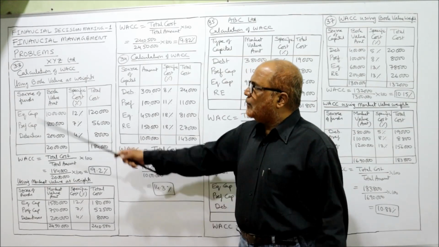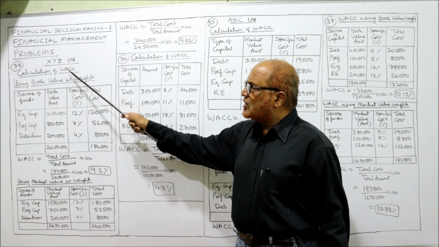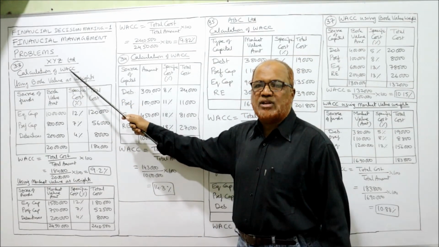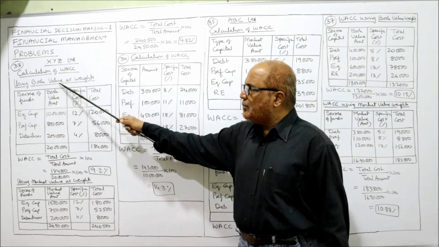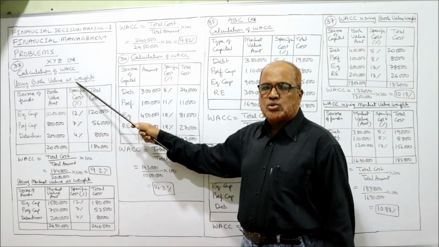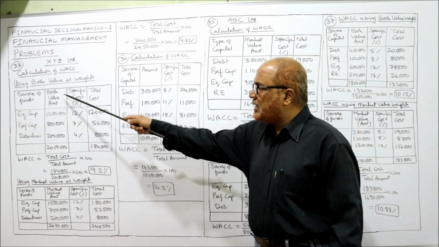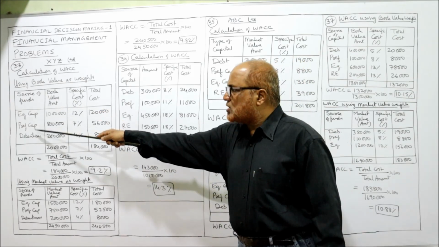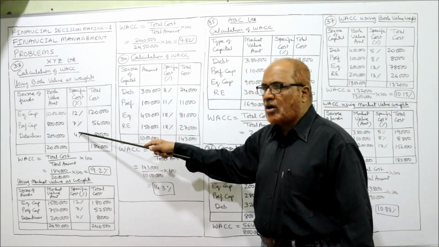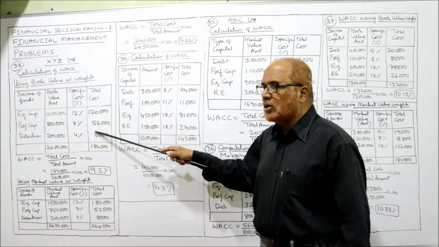First we take the book value. XYZ Limited, calculation of WACC, weighted average cost of capital, using book value as weights. So in the problem, book values and market values separately are given. I am taking book values. Sources of funds, book value, specific cost in percentages, total cost.